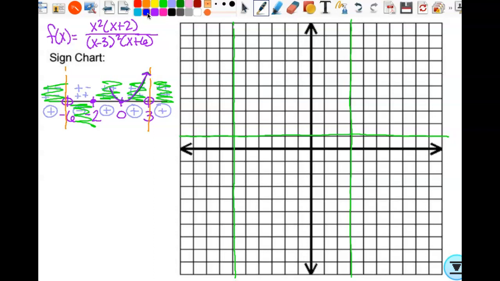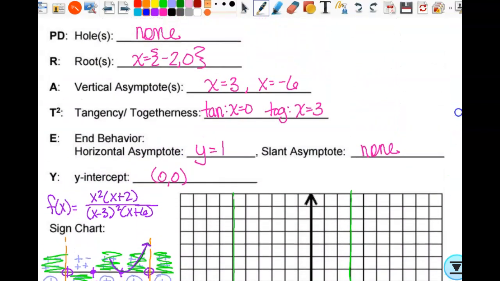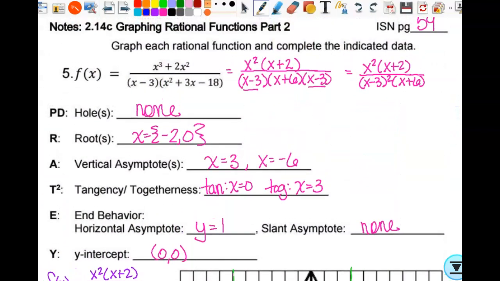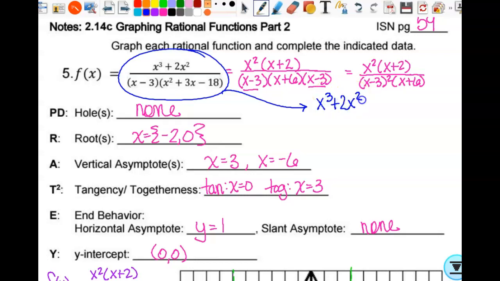In order to do that, I need the function that's multiplied together, which means that if I'd actually canceled anything, I'd have to multiply this back together, but I didn't cancel anything. So it would be nice to start with this one, but that's not fully multiplied out either, right? So I'm going to have to multiply the denominator. So I'm going to move this over here. My numerator is still x cubed plus 2x squared.